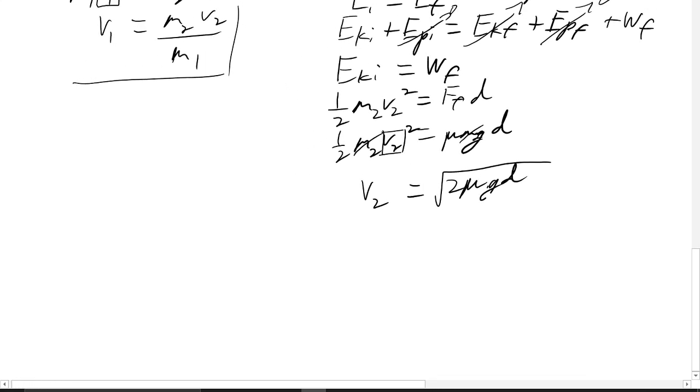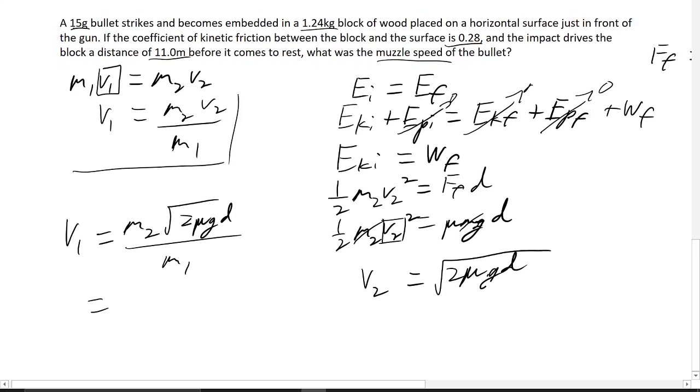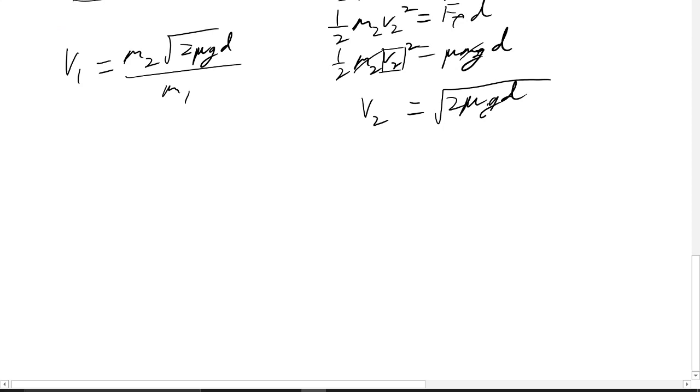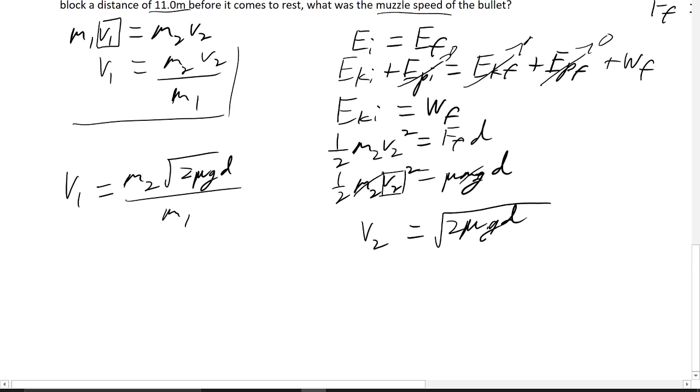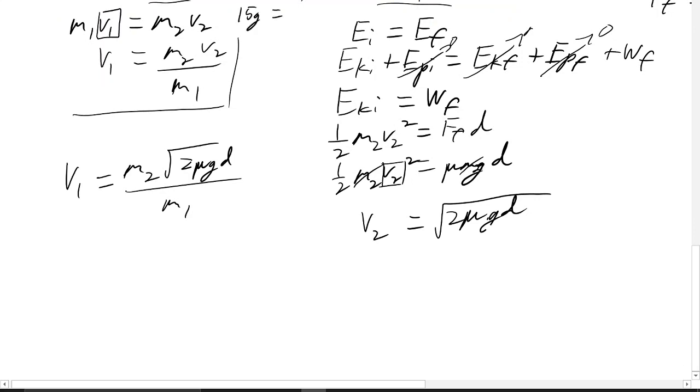And then we can plug that into what we have here, m2 square root of 2 mu gd over m1. Okay, let me write it out. 15 grams is equal to 0.015 kg. So if we add 1.24 kg, then that means m2 equals 1.255 kg.